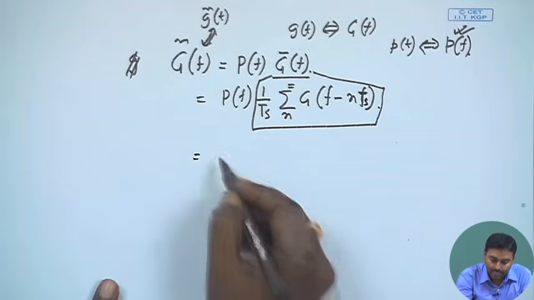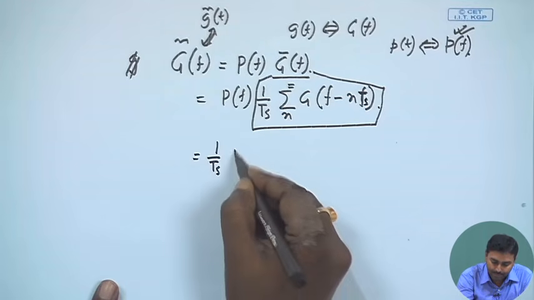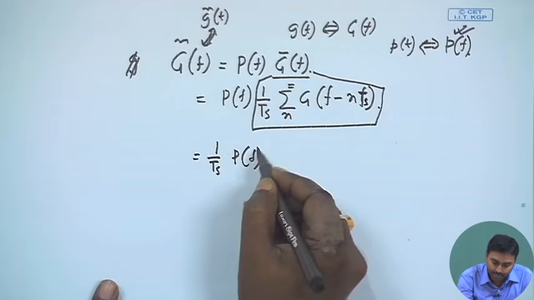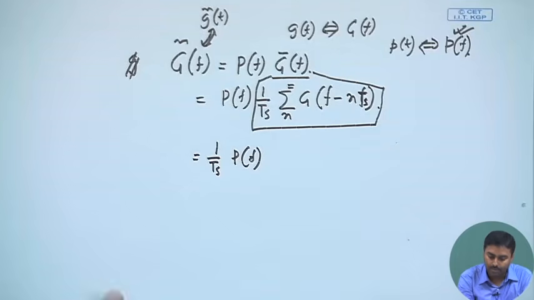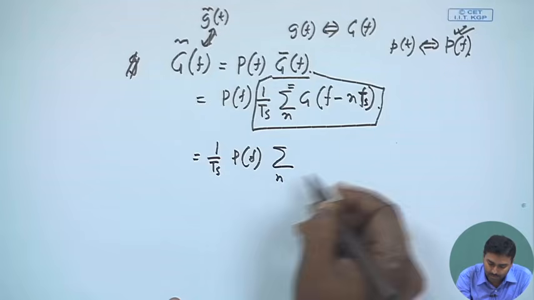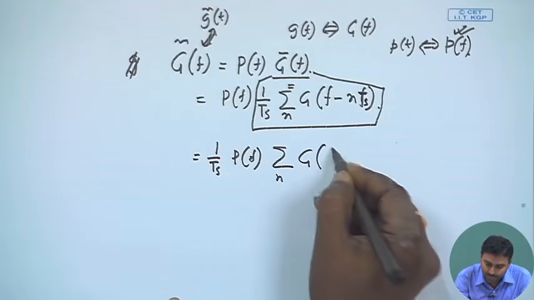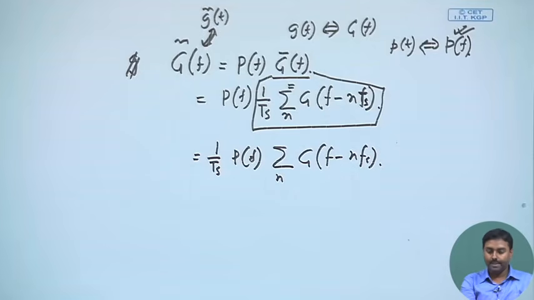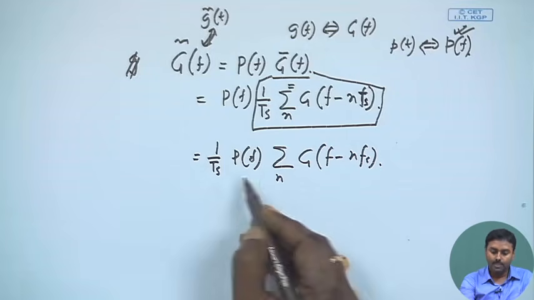So, basically what we get is 1 by Ts P(f), I can take P(f) inside. If that is something you wish, or otherwise I can keep P(f) over here. So, basically it is summation n G(f minus n fs), right. That is all that happens whenever we have any arbitrary pulse.